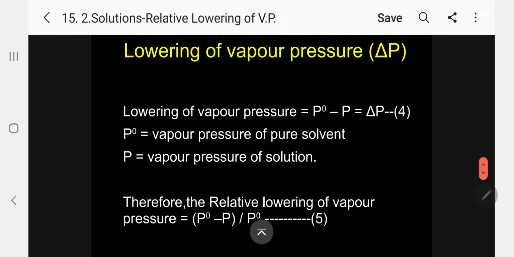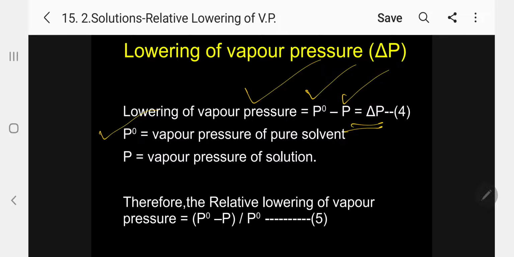We have to go for relative lowering of vapor pressure. What is lowering of vapor pressure? I told you P0 is the vapor pressure of pure solvent, P is the vapor pressure of solution. So that difference is delta P, that is lowering of vapor pressure. Whenever a non-volatile solute is added, vapor pressure is decreased. We have seen in the diagram.